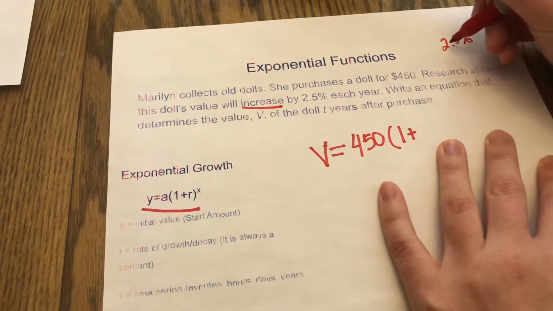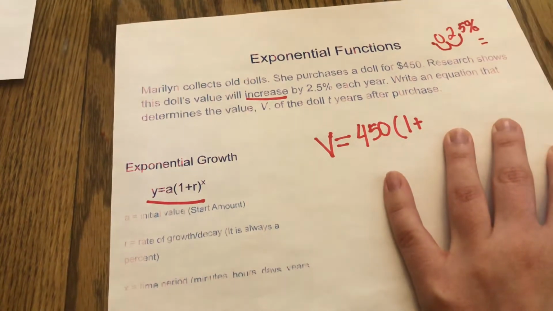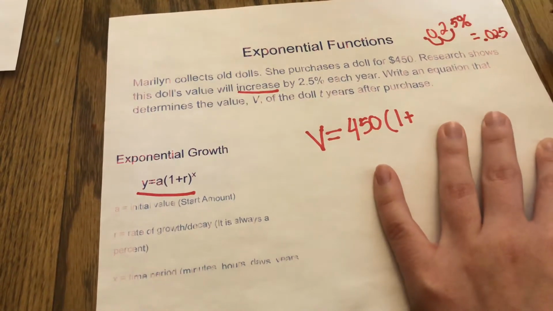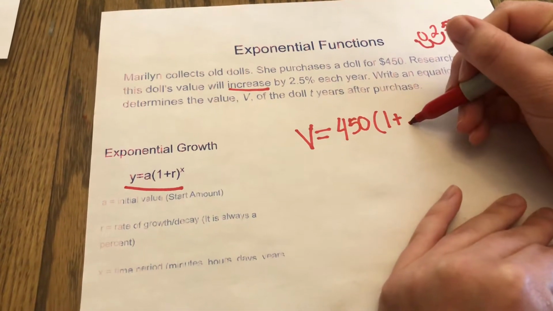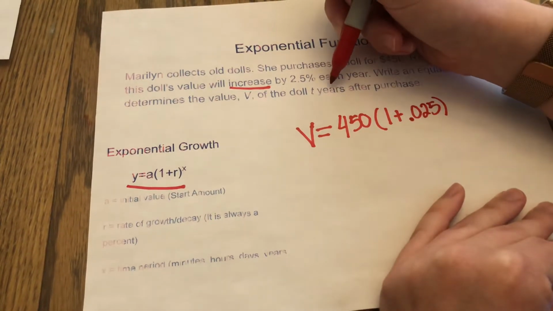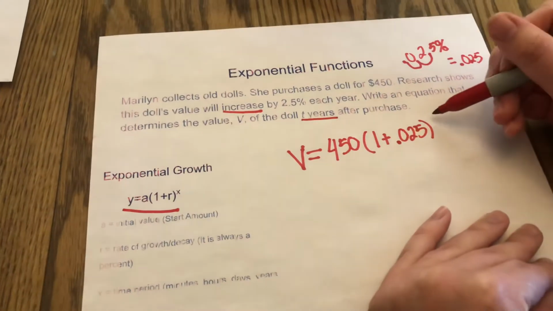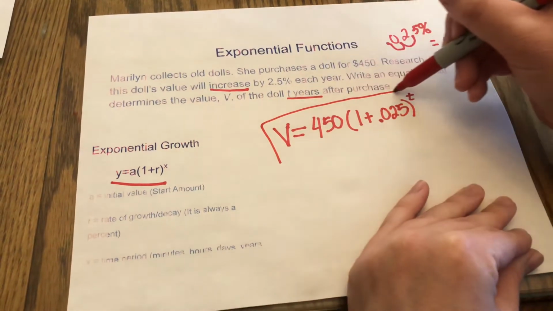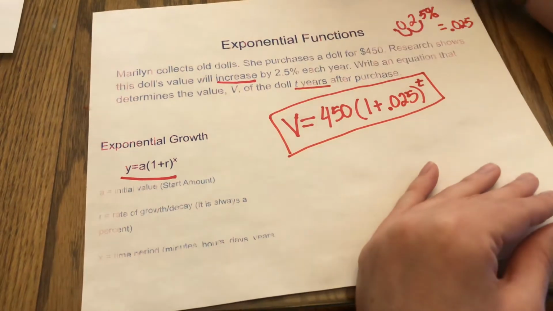so I have that 2.5%. Again, I have to move the decimal place over 2 units. Sorry, that is so sloppy, but that becomes 0.025. So I'm plugging in not 2.5, I'm plugging in 0.025. And then after t years, well, remember my x stands for the amount of time. I'm gonna plug in my t. That is my equation that represents the situation.